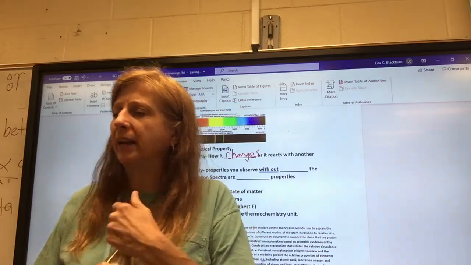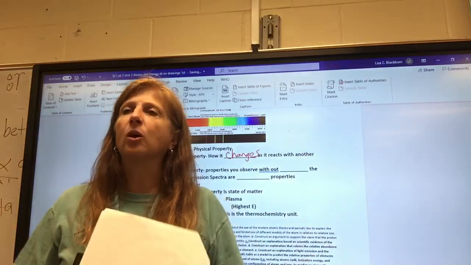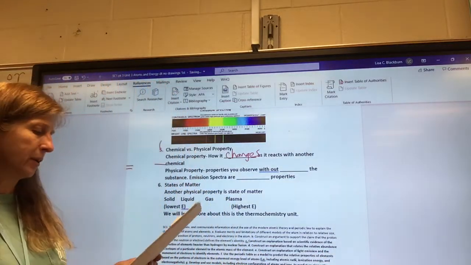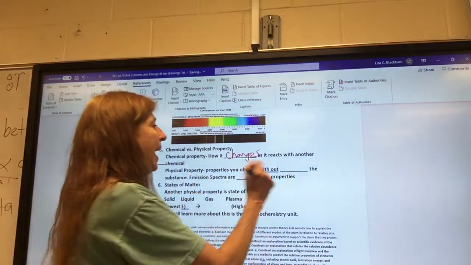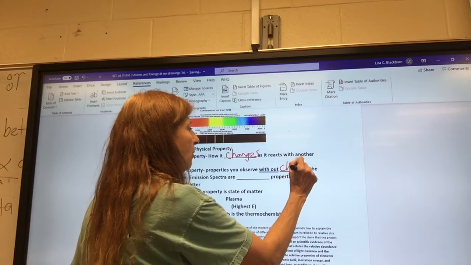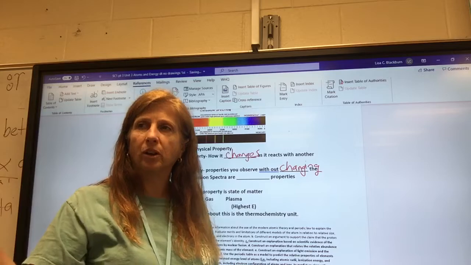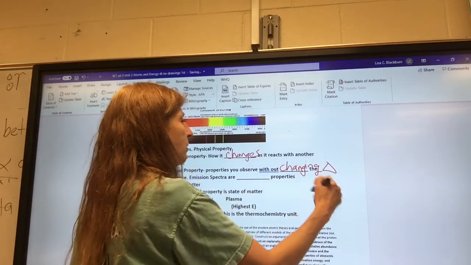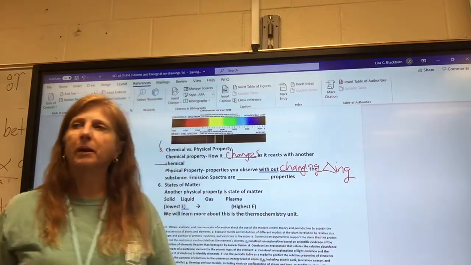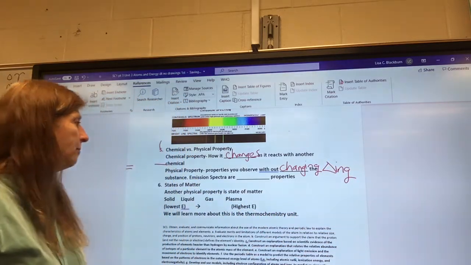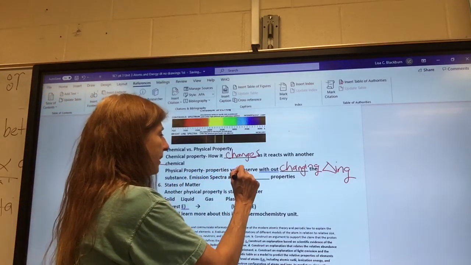If it's a physical property, it's all by itself. It's not how it reacts with something else. So we are looking at more physical properties before we move on. So physical properties are properties you observe without changing. Do y'all remember the abbreviation for change? What is it? Well, you'll know it. Triangle, Greek letter delta. Sometimes you'll see triangle, ing. We can make it a gerund, changing, okay? And for example, emission spectra are physical properties.